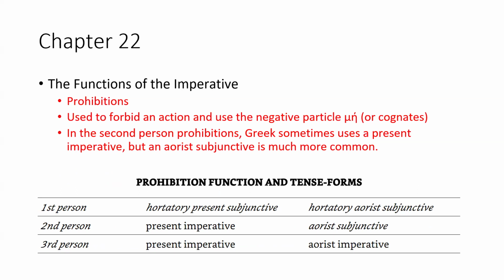So prohibition function in tense forms: first person, hortatory present subjunctive, hortatory aorist subjunctive. Second person, present imperative, but aorist subjunctive. Third person, present imperative, aorist imperative.